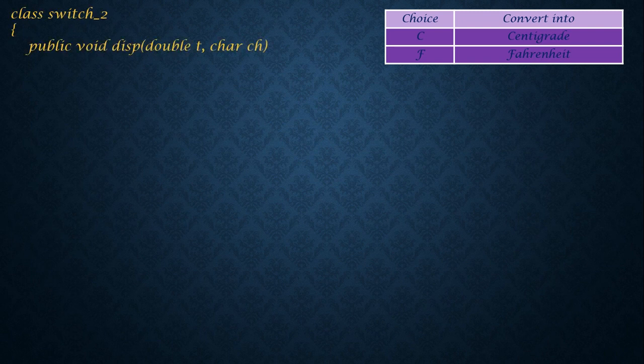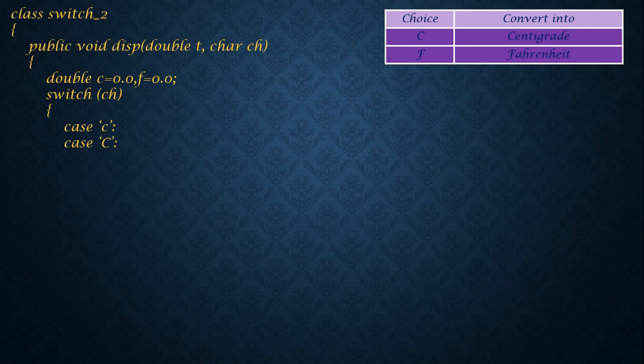We begin by taking input a temperature and a choice. Here the choice is a character type variable, so we have utilized char for this variable ch. Next, we are taking two variables which we will use to store the converted values: C for storing the centigrade value and F for storing the Fahrenheit value. And my program will be acting upon the choice variable, so I have incorporated ch in the switch.